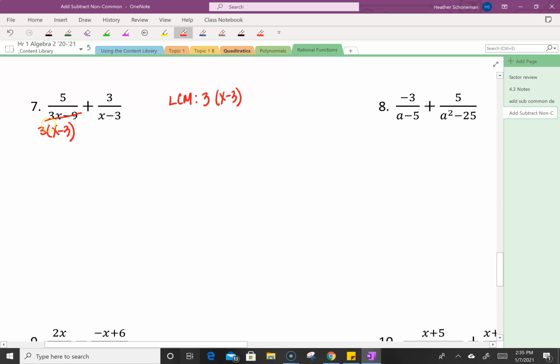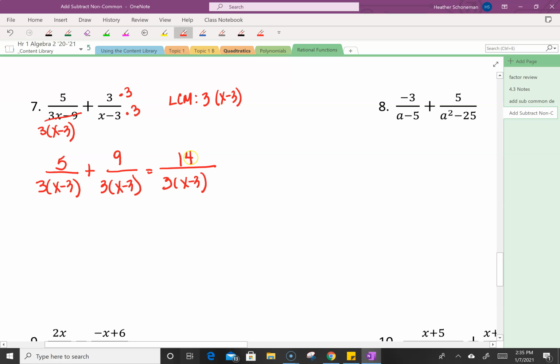This first fraction, the denominator is exactly what I need, so I don't need to change anything. I'm going to multiply the second fraction, though, by a 3 because I need to add that to the denominator. So my first fraction stays the same, 5 over the least common multiple. My second fraction, 3 times 3 is 9, over the least common multiple, which is 3 times x minus 3. Now that the denominators are the same, now I can add the numerator. 9 plus 5 is 14.